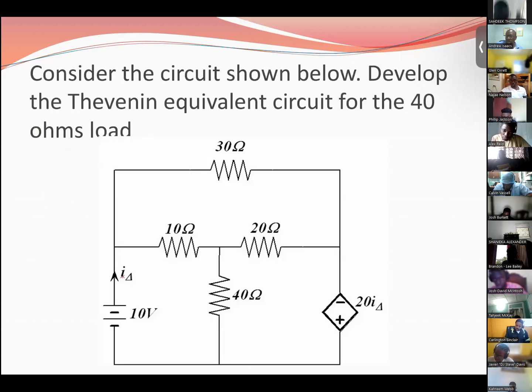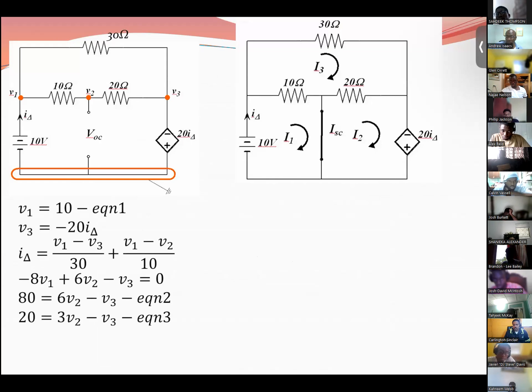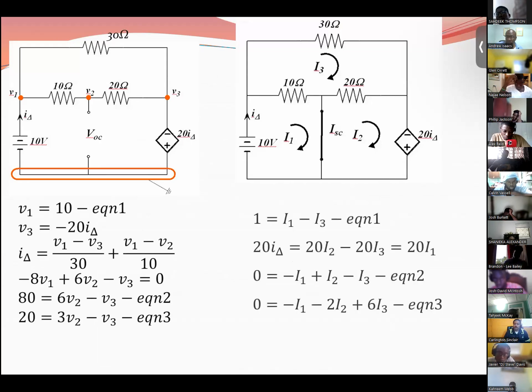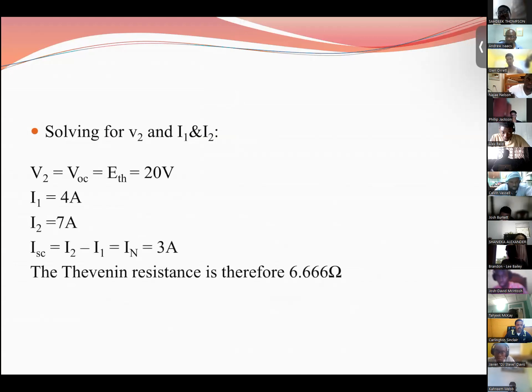So as you're seeing, we have both independent and dependent sources. So it means that we have to find the short circuit current and the open circuit voltage. So those are your equations. I'm just going to give you the values now. E Thevenin is 20 and our short circuit current is 3.